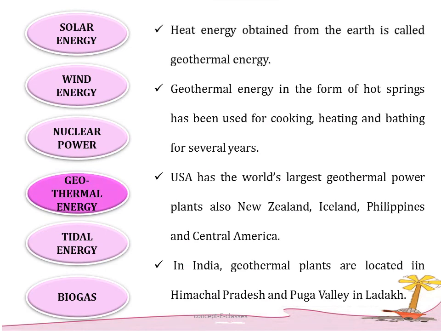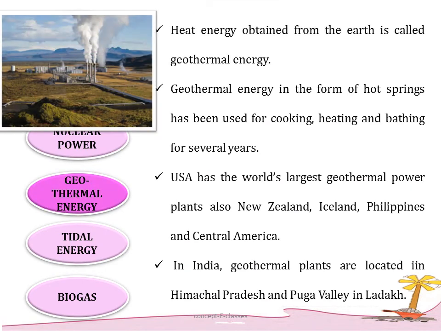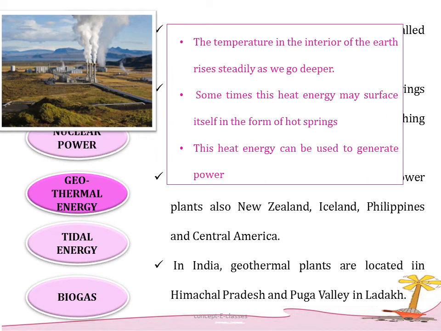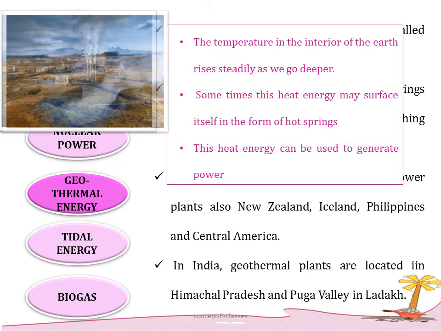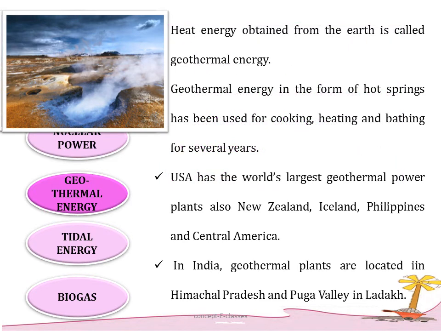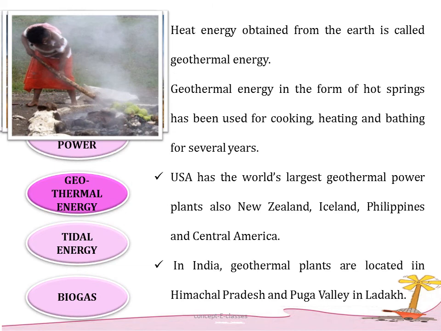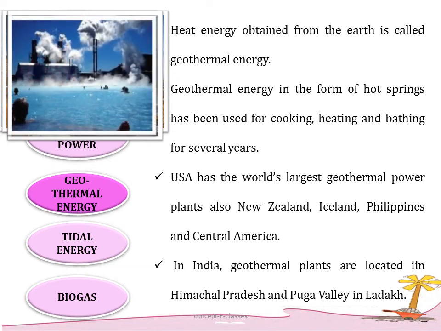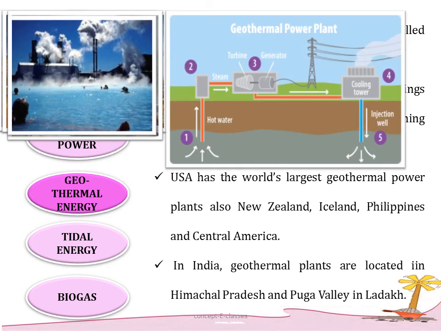Geothermal energy. Now the heat energy obtained from the earth is called geothermal energy, and the temperature in the interior of the earth rises as we go deeper, and sometimes this heat energy may surface itself, that is, it may come up in the form of hot springs, and this heat energy can be used to generate power. Now the geothermal energy in the form of hot springs has been used for cooking, heating and bathing for several years.